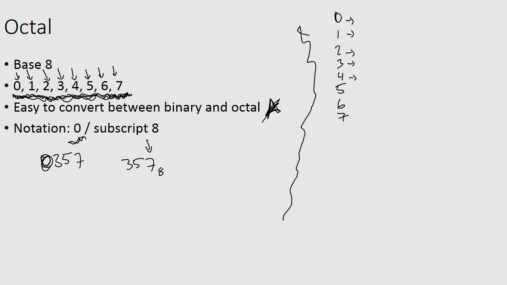Each one of these can be represented by binary. So 0 can be represented with 0, 0, 0. The reason I have 3 digits is that all 8 of the octal numbers can be represented using 3 binary digits. So 1 would be 0, 0, 1, 2 would be 0, 1, 0, 3 would be 0, 1, 1, 4 is 1, 0, 0, 5 is 1, 0, 1, 6 is 1, 1, 0, and 7 is 1, 1, 1.